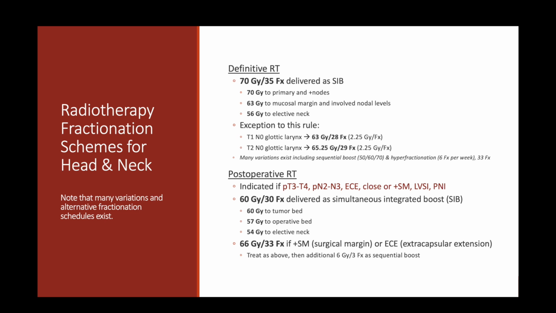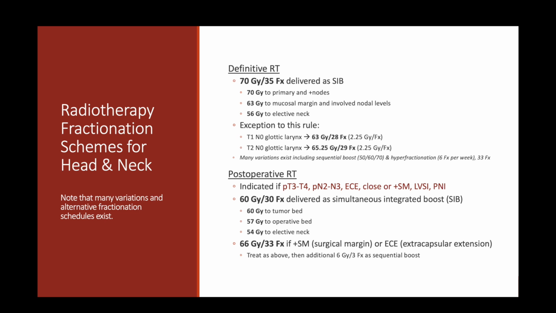So at my institution, what I have often seen is 60 gray to the tumor bed, 57 gray to the entire operative bed that includes the dissected neck, and then 54 gray to an additional elective volume. So oftentimes that'll be kind of the contralateral neck. You can also just use 2 different dose levels, so something like 60 gray and then 56 gray, all delivered in 30 fractions.